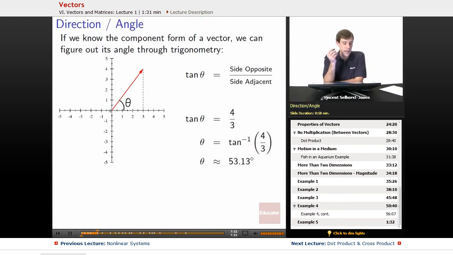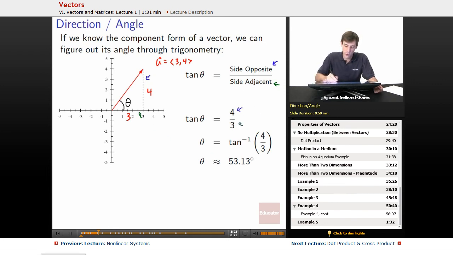All right, direction and angle. If we know the component form of a vector, we can figure out its angle through trigonometry. So once again, we've got u equals <3, 4>. Tan theta equals side opposite over side adjacent when we've got a right triangle. And we've got that here because we know we're dealing with a nice rectangular coordinate system. So we've got 3 here and 4 here. Our side opposite to our angle theta is this side here, and our side adjacent is this side here. So that gets us tan theta equals 4 over 3.